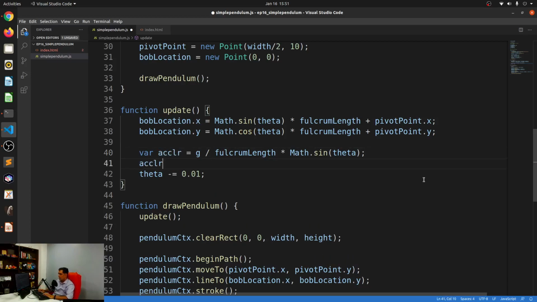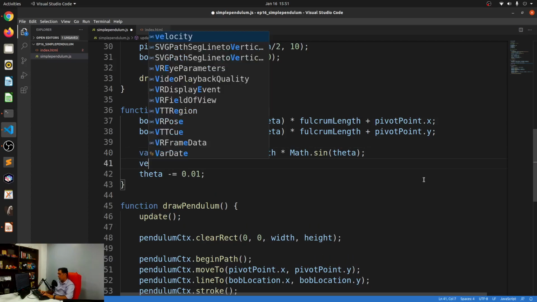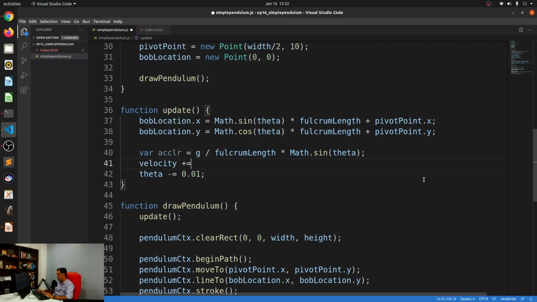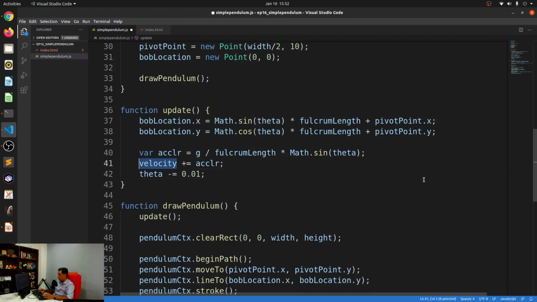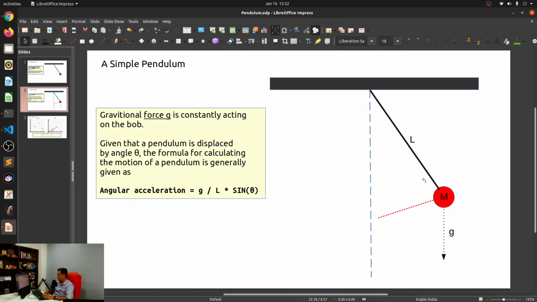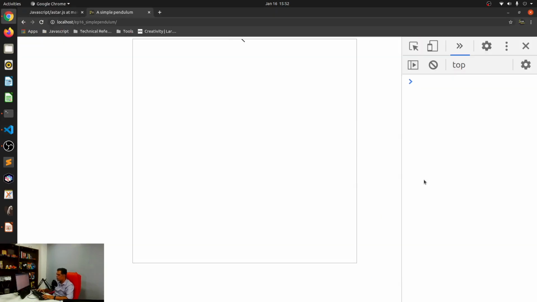With this acceleration, we add it to the velocity. Say velocity plus equals acceleration. All right. And theta plus equals velocity. I think that's about it. Are we done? It's going the other way around.